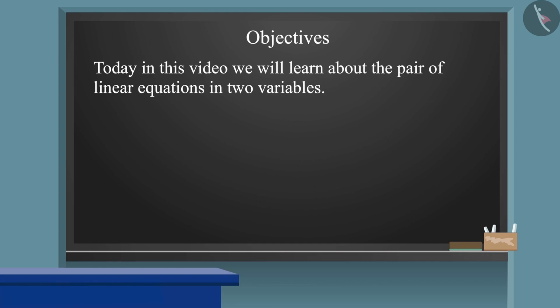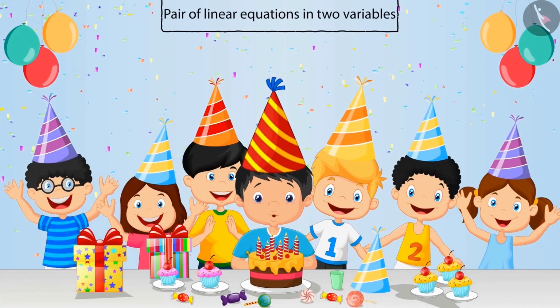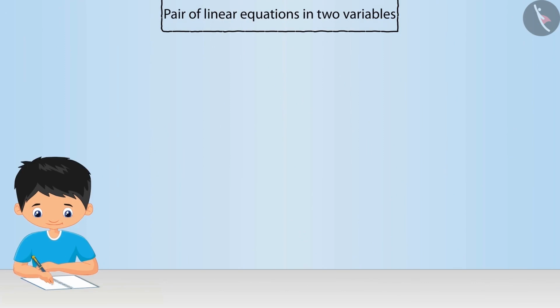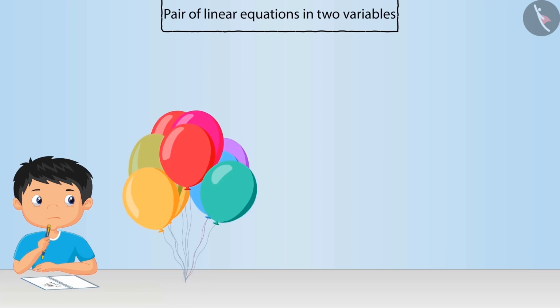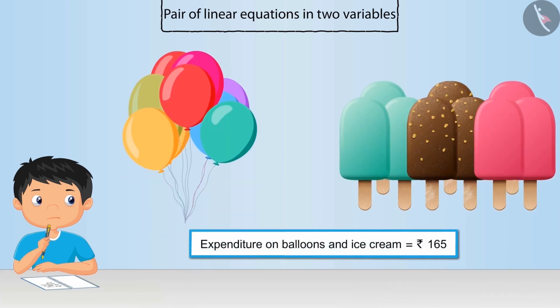Today in this video, we will learn about the pair of linear equations in two variables. Yesterday was Rahul's birthday. And today, he is calculating the total money he had spent. But he is confused. Rahul had bought some balloons and ice creams from the shop yesterday for a total of 165 rupees.